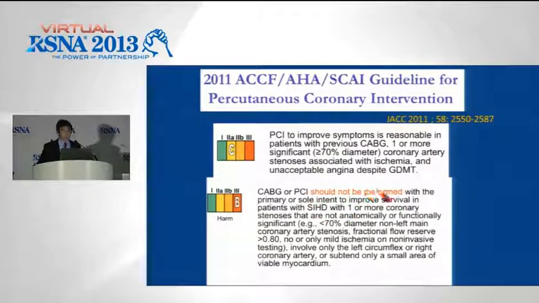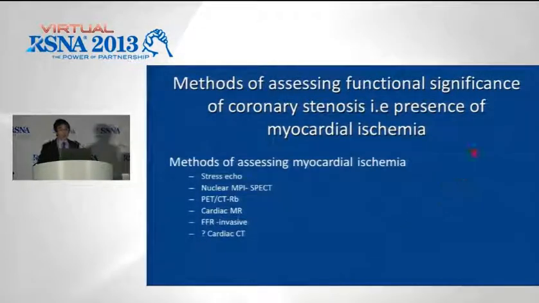PCI, for example, should not be performed with the sole intent to improve survival in patients with stable ischemic heart disease with one or more coronary stenoses that are not anatomically or functionally significant. That means less than 70% diameter stenosis for non-left main disease, FFR more than 0.8, no or only mild ischemia on non-invasive testing. Okay, that's the recommendation. So how do we assess patients for presence of myocardial ischemia? Of course, there's a wide range of tools. There's stress echo, nuclear medicine or SPECT, PET rubidium, cardiac MR, FFR, which I've mentioned.